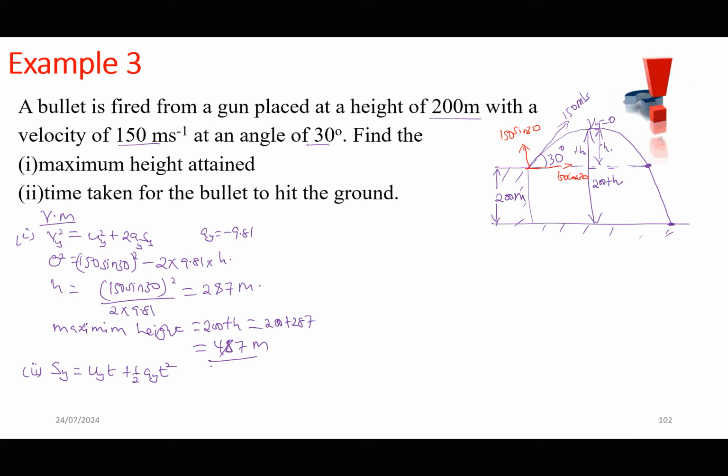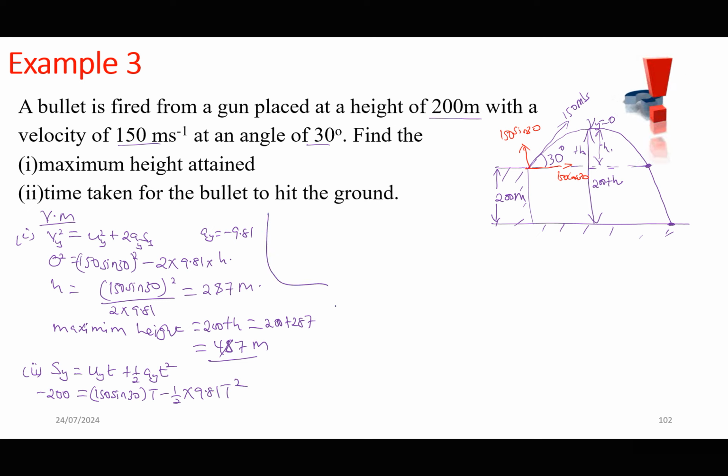And I said the displacement, therefore, if it continues below the point of projection, it will move a further distance of 200 in the negative direction downwards. So the displacement is going to be negative 200, which will be equal to initial velocity in the vertical still, it was 150 sine of 30, then times time, which I'll just call capital T, minus a half G in the vertical is 9.81, then times T squared.